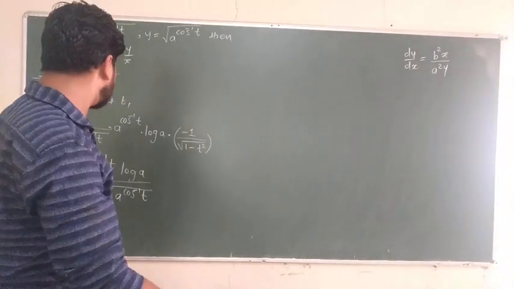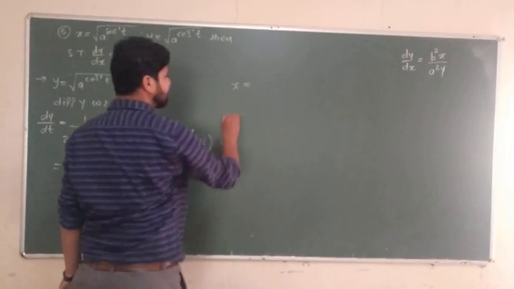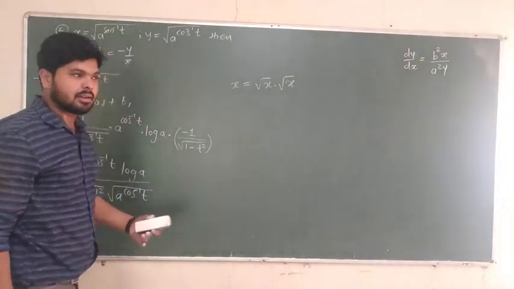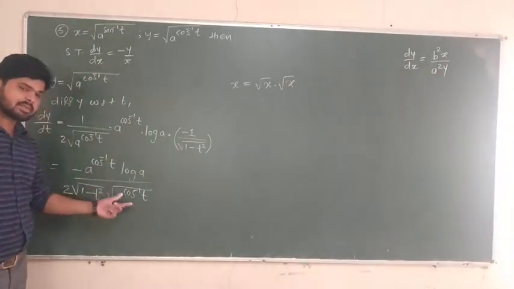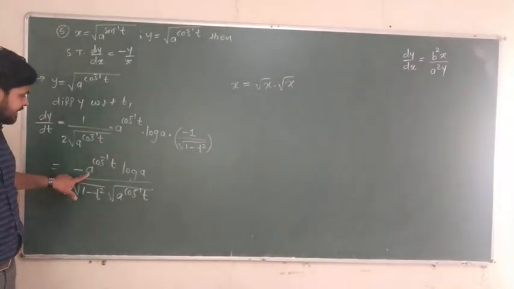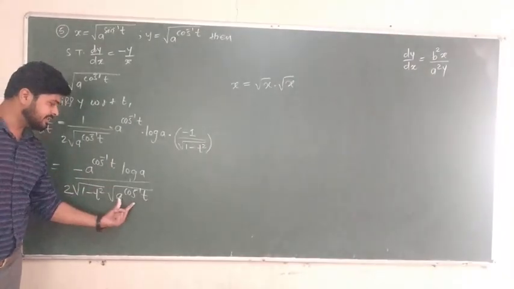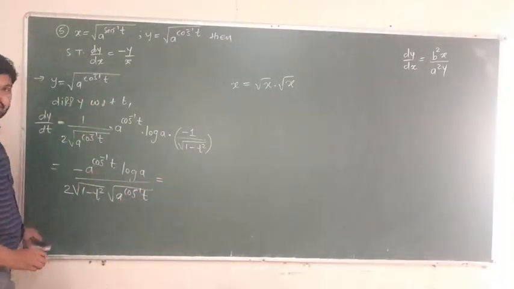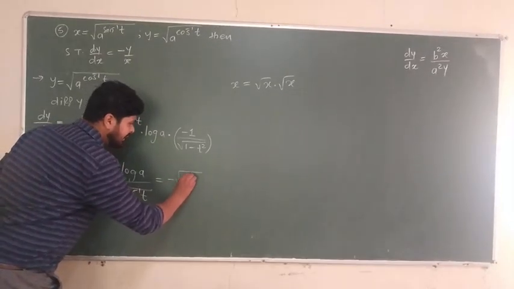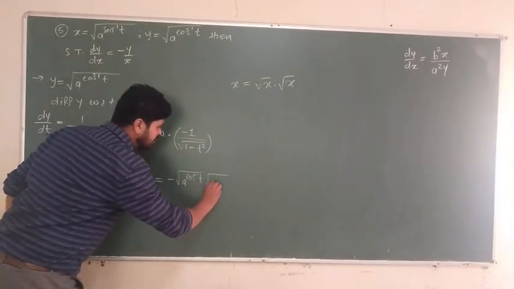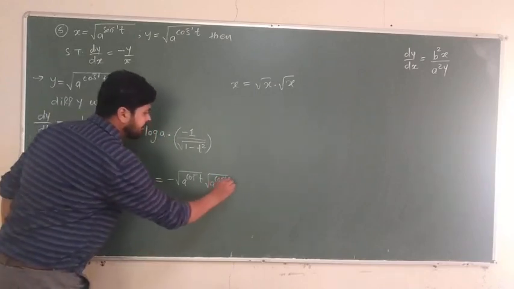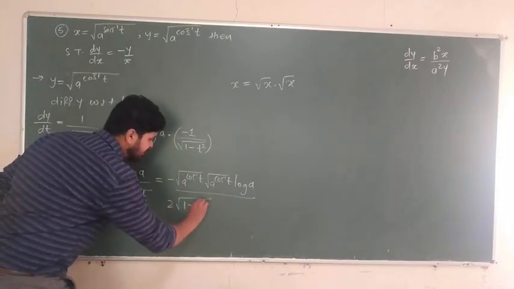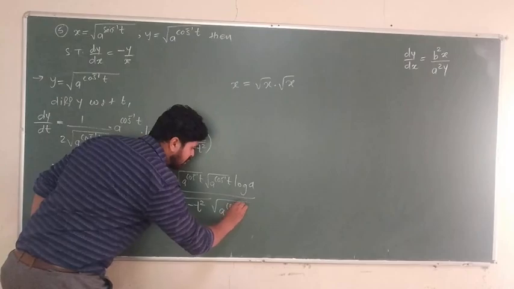Now we know that if I write the term x, then this term can be written as root x into root x. So if you check these two terms, suppose this a raised to cos inverse t is your x, and this is root x. So how can we write this a raised to cos inverse t? This can be written as minus root a raised to cos inverse t into root a raised to cos inverse t into log a upon 2 root 1 minus t square into root a raised to cos inverse t.